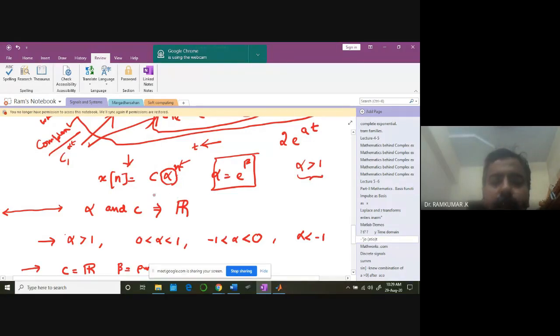Let us imagine C is equal to 1 and alpha is greater than 1. Can somebody help me out? What will the value be when alpha is greater than 1? How do you express it? For example, I take alpha equal to 2. What will happen to the signal? 2 power n: n equal to 0, 2 power 0; n equal to 1, 2 power 1; n equal to 2, 2 power 2. You understand what will happen here? It's a sequence exponentially increasing. That's the kind of waveform I'm talking about.